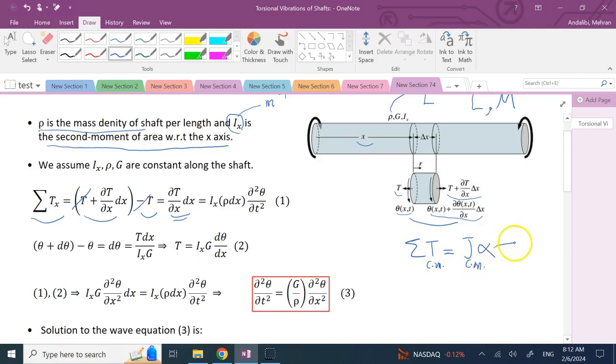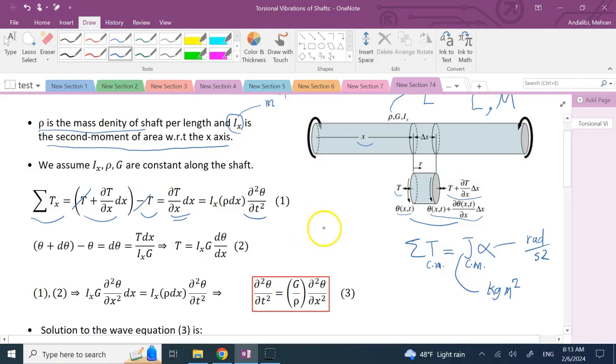The unit of alpha is radians per second squared, and the unit of J is kilogram meter squared. That is called the mass moment of inertia. This is different from Ix, but they are related to each other. That is the formula we are using. For alpha, we write the second derivative of theta with respect to time, that's the definition of it. And for J, the way we want to define it is here.